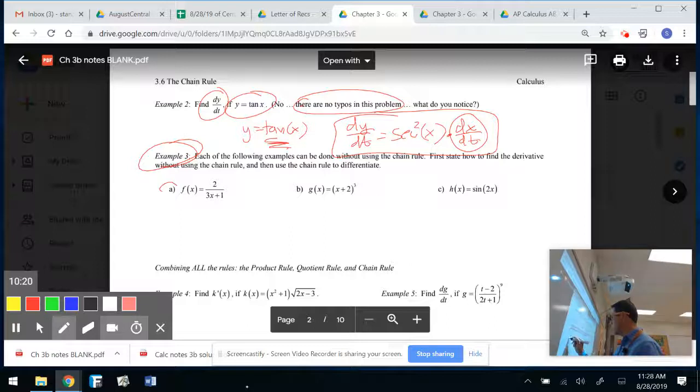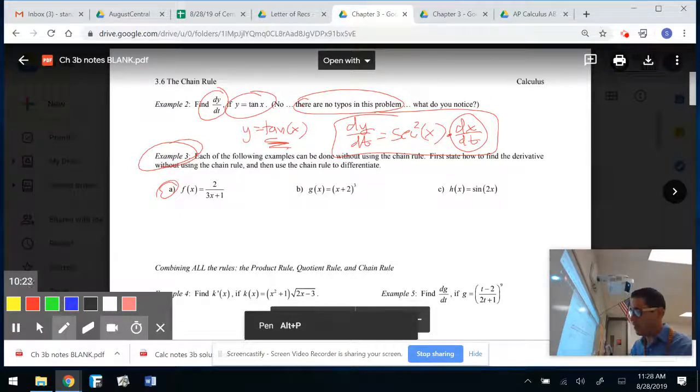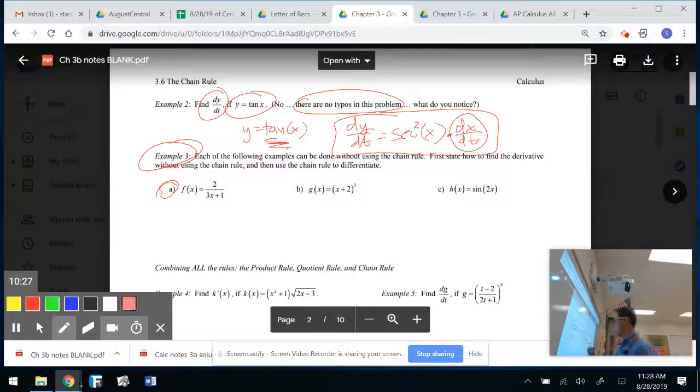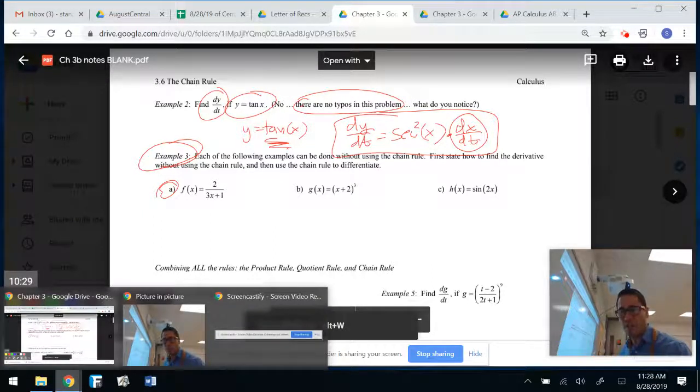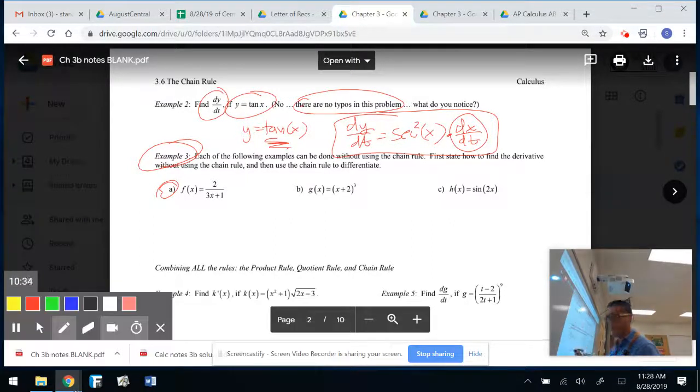Hey, how do we do that without the chain rule? Quotient rule. All right, so you could do the quotient rule there, but believe it or not, I could do this using the chain rule. How? I don't see an inside, I don't see an outside. Well, we rewrite this bad boy, okay?